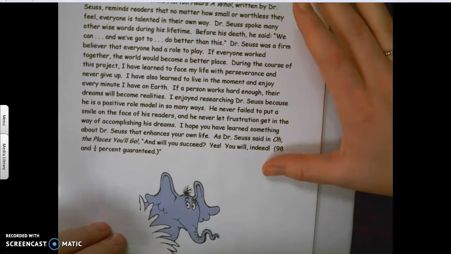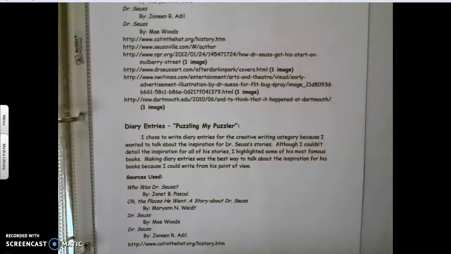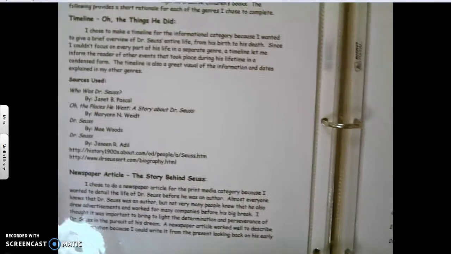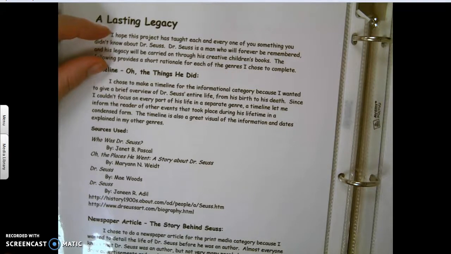So your substitute today will be looking for that and checking that off so that Miss T and I can enter that grade for you. And then finally, the rationale, which, as we discussed in the past, is really just a short paragraph describing why you chose the genre that you did.